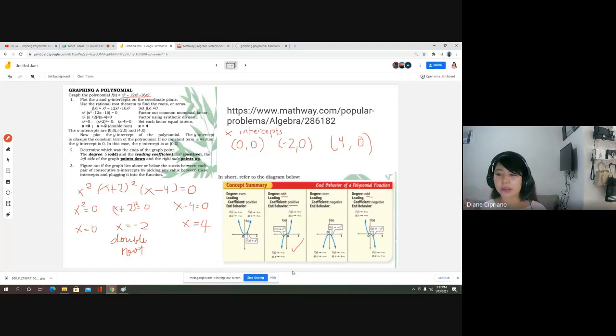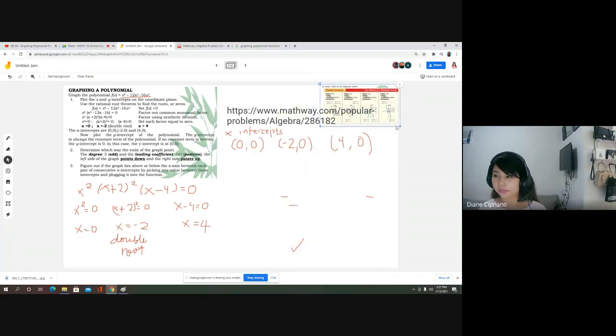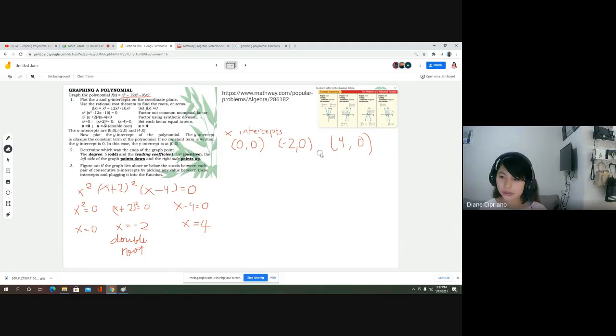But, hindi pa natin nalalaman yung iba nating ika-graph, kaya alamin muna natin. Paano natin malalaman? Okay. So, since we have 0, 0, negative 2, 0, and 4, 0, ito na yung susunod na step para malaman mo na kung ano na yung mga numbers na kailangan mong i-graph. Sobrang importante nito, kaya makinig po kayong mabuti para madali nyo pong maintindihan.